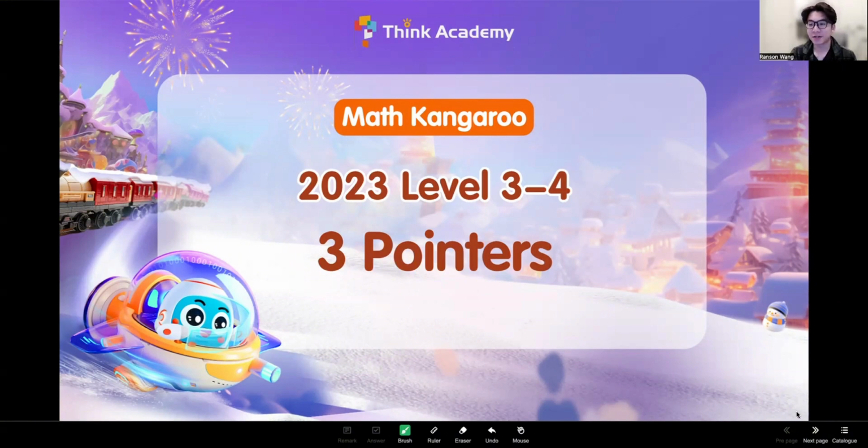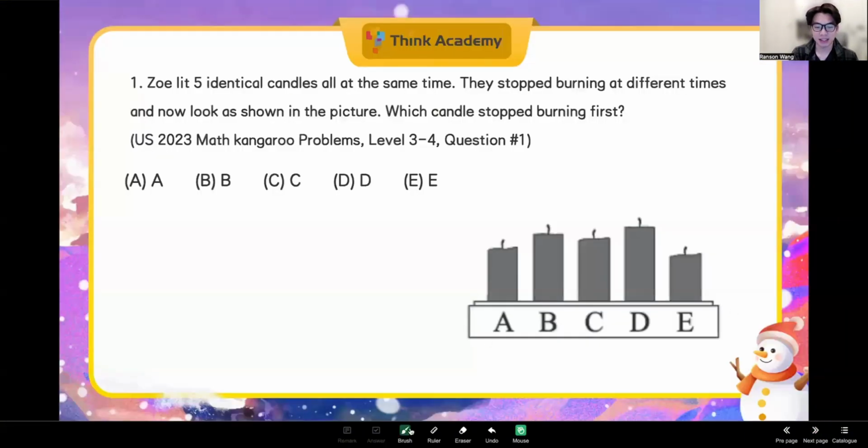Okay, so first of all, let's take a look at this first question. Zoe lit five identical candles all at the same time. They stopped burning at different times, and now look as shown in the picture downstairs. So which candle stopped burning first?